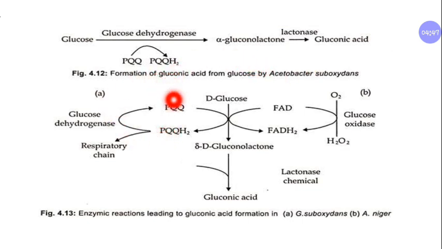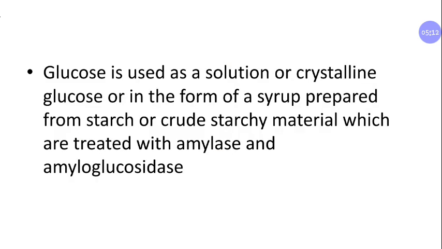Here in this figure we can see A and B. In figures A and B, it is the gluconic acid formation by enzymatic reactions by using G. suboxidans, and in figure B it is the gluconic acid formation by Aspergillus niger. Glucose is used as a solution or crystalline glucose or in the form of a syrup prepared from starch or crude starchy material which are treated with amylase or amyloglucosidase.